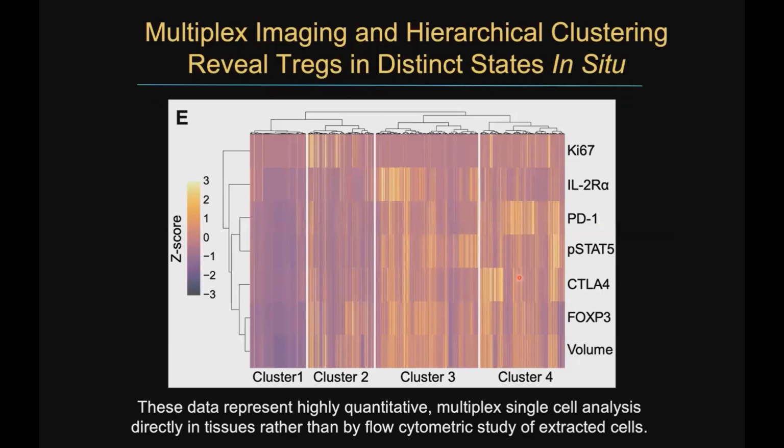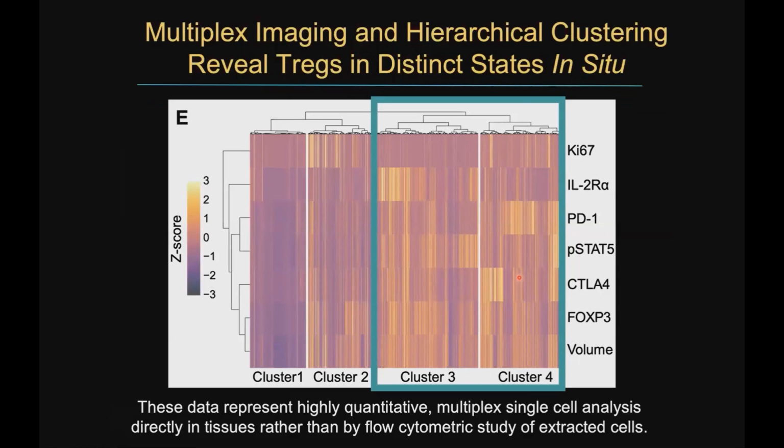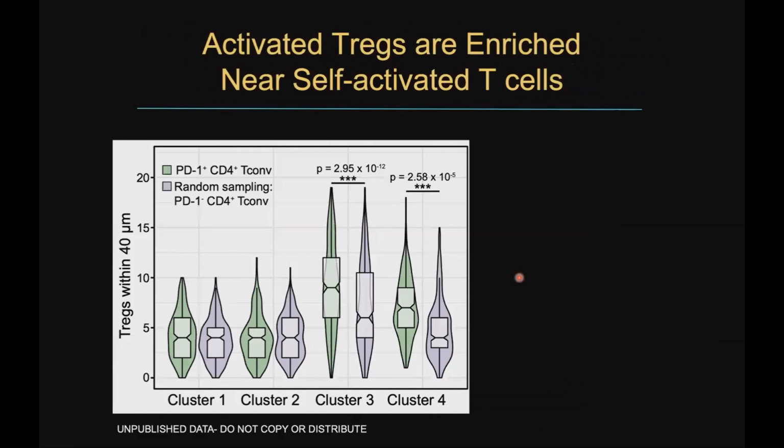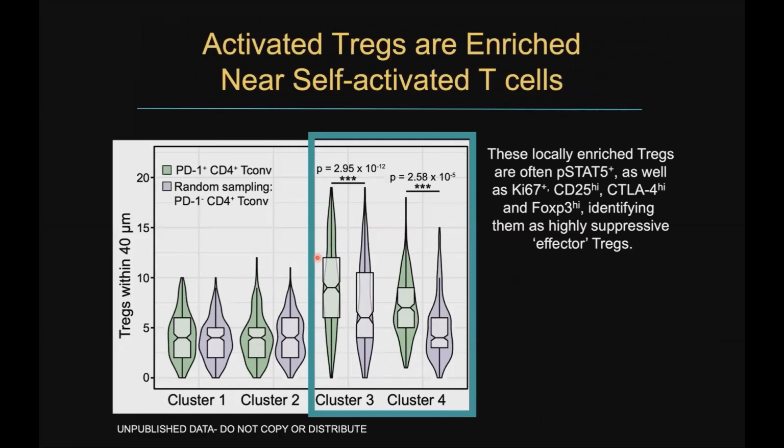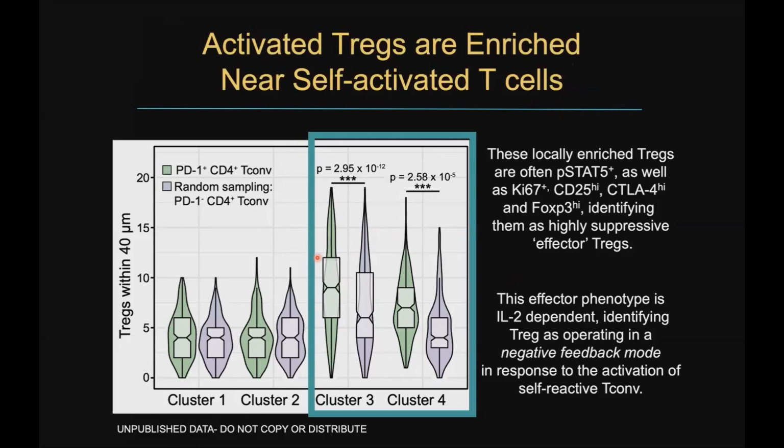Because we've done multiplex staining, we can do the equivalent of the kind of analysis you see from CyTOF or single-cell RNA-seq, and we get different clusters that correspond to different states of the regulatory T cells. And when we look, what we see is that those cells that are activated with high numbers of markers, I'll show you in a second, are the ones that are tightly associated with the autoreactive cells. And these Tregs are dividing. They're Ki67 positive, CD25 high, CTLA4 high, FOXP3 high, and pSTAT5 positive, identifying them as highly suppressive effector Tregs.